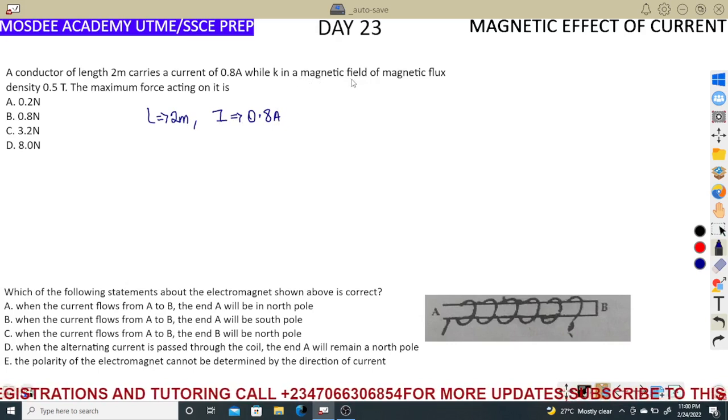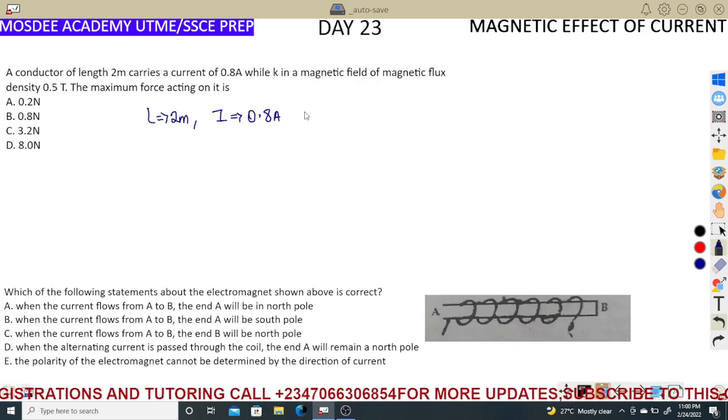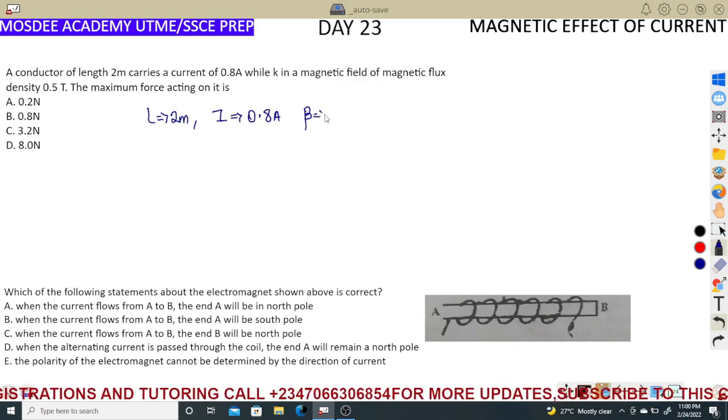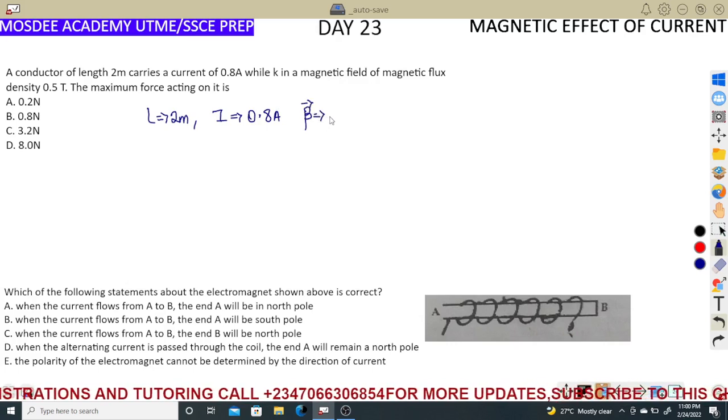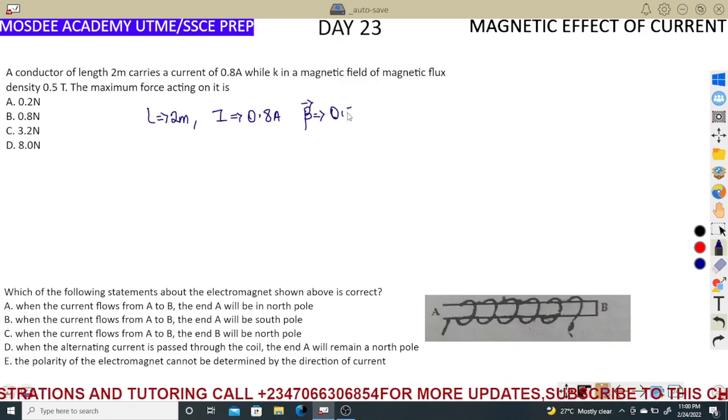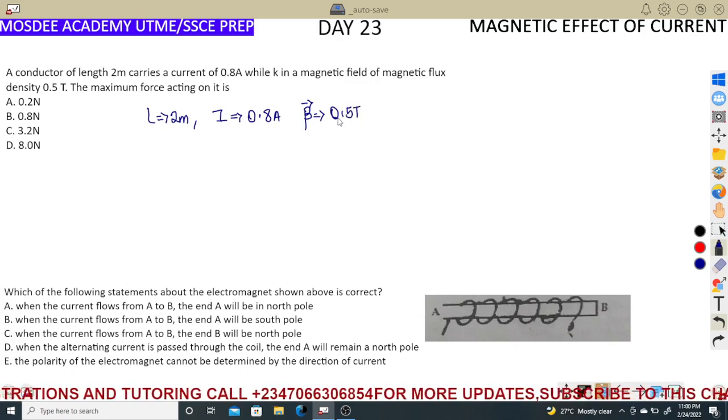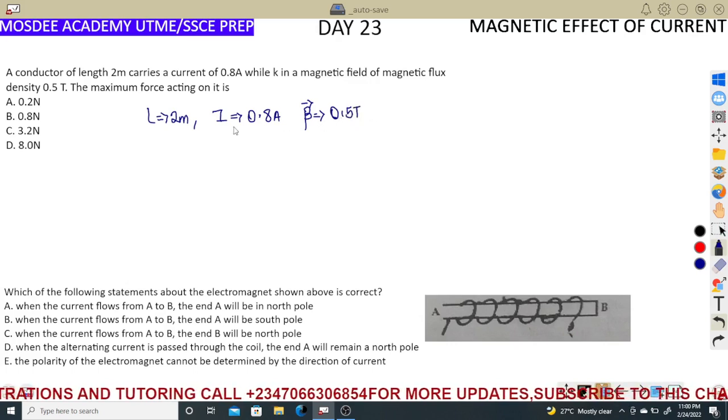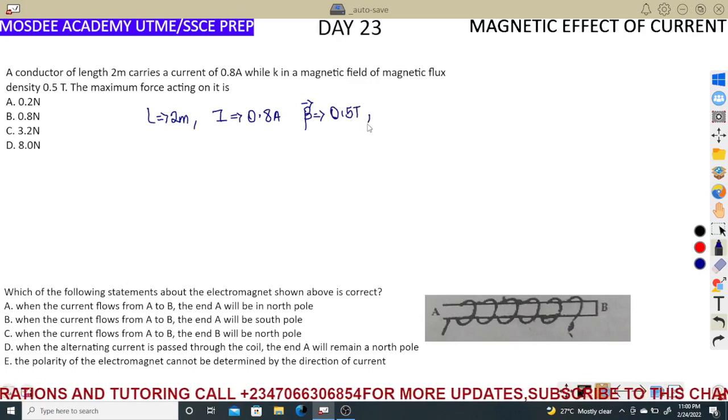Why is this in the magnetic field of magnetic flux? Flux is written as B vector. Magnetic flux is what? A vector quantity. 0.5 Tesla. The SI unit of magnetic force is Tesla or Weber per meter squared. Now, the magnetic force acting on it is that.